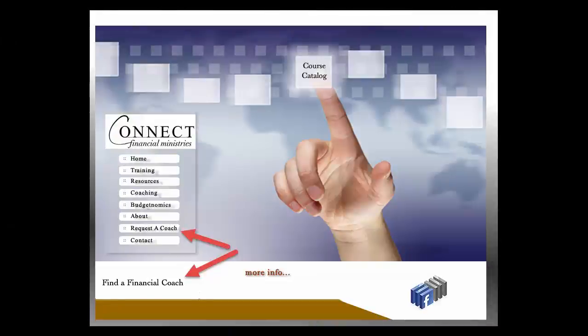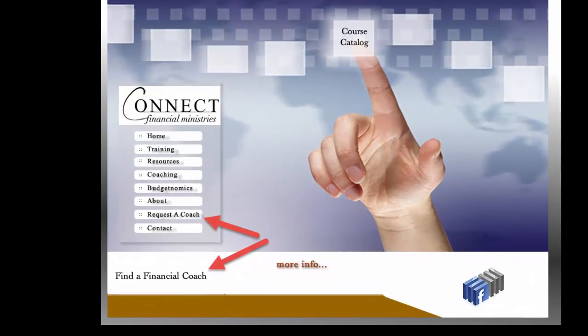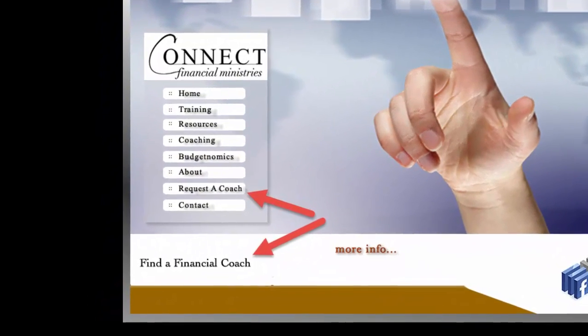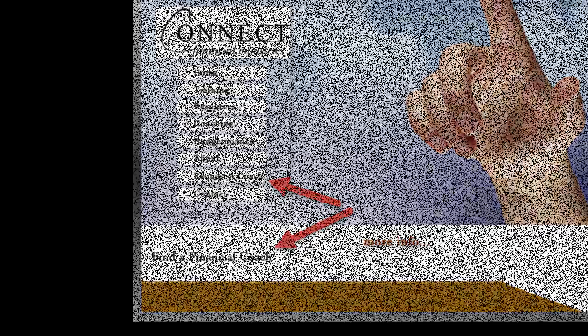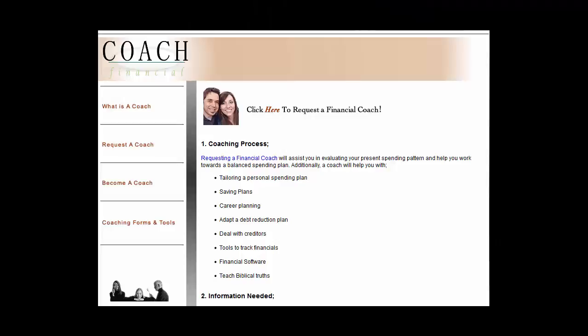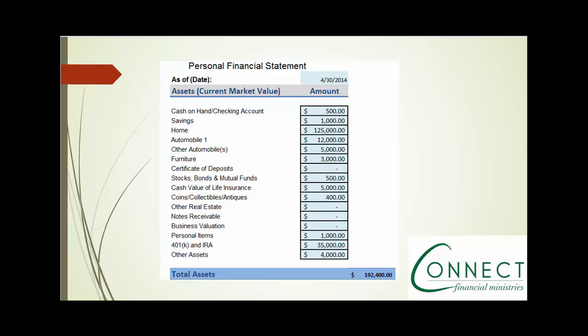You may now be feeling better or worse than you thought you would, but take heart. There is help, and Connect Financial Ministries wants to help, either through the resources located on our resource page or by connecting you to one of our coaches. To connect with a coach, simply click on the Request a Coach tab from the main page. Once you've completed a financial statement, the next step will be to track your spending so that you know exactly where every penny is being spent. But that's a subject of another video.